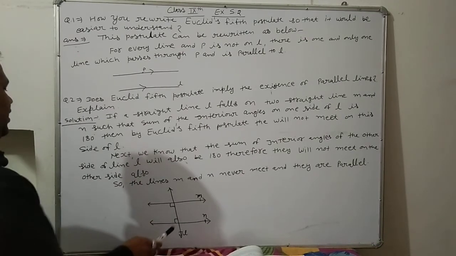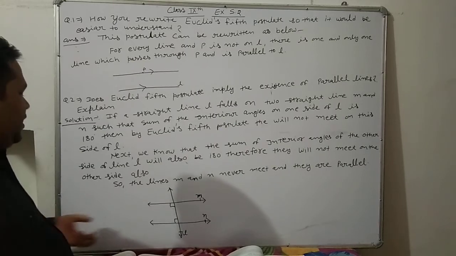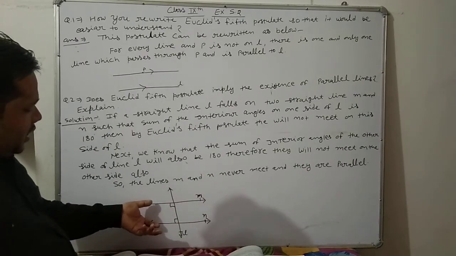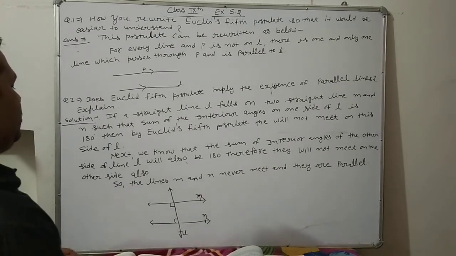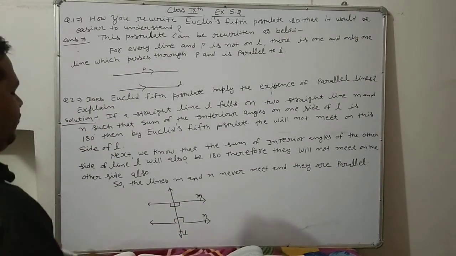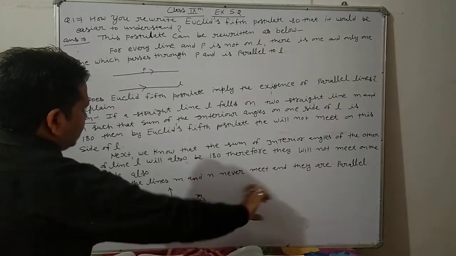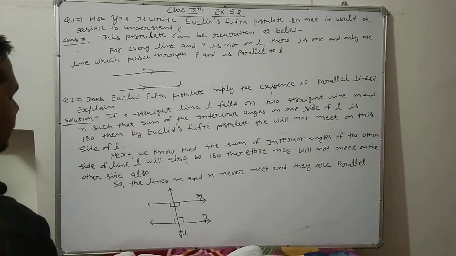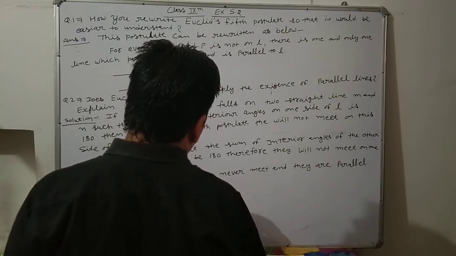So the sum of the interior angles on one side of L is 180 degrees, then by Euclid's fifth postulate they will not meet on this side of L. यानी ये लेफ्ट साइड का जो एंगल सम है वो 180 डिग्री है, तो ये M and N लाइन हैं, ये लेफ्ट साइड से मीट नहीं होंगी, ओके. और अगर ये टू एंगल्स हैं, इंटीरियर एंगल्स, इनका सम 180 डिग्री है, तो ये राइट साइड से भी मीट नहीं होगी. अगर राइट साइड से मीट नहीं हो रही, लेफ्ट साइड से मीट नहीं हो रही, तो ये पैरेलल लाइन है, ओके.